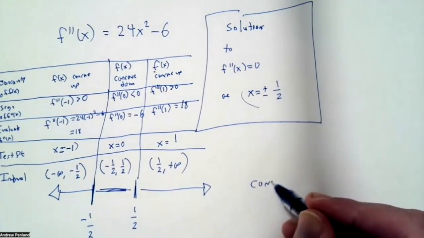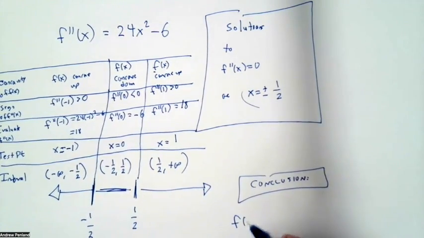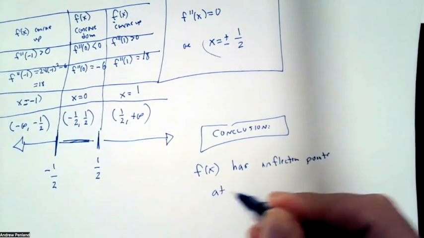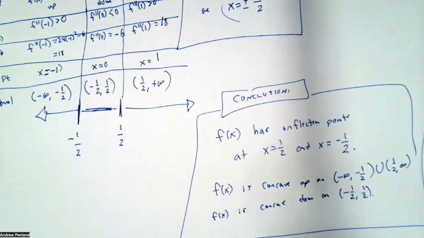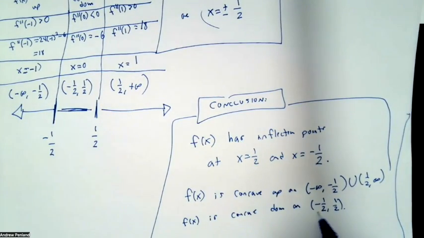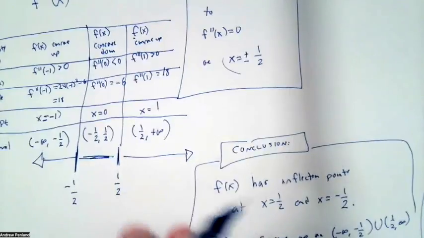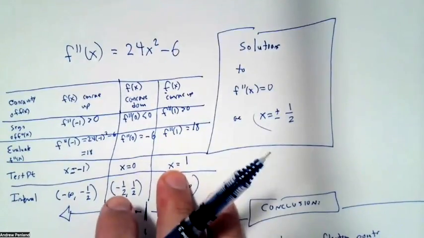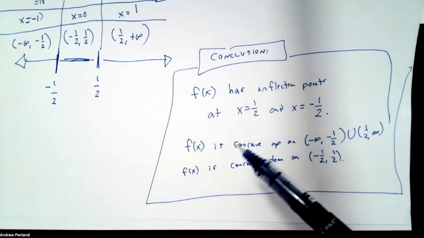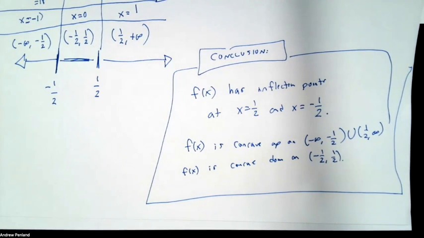So our conclusion here is that the original function f of x has inflection points at x equals plus or minus 1/2. So finishing this up, we see that f of x was concave up on negative infinity to negative 1/2 and 1/2 to infinity, and that f of x is concave down on negative 1/2 to 1/2. Following the sign chart process for f double prime of x gives us information about the concavity and inflection points of the original function f of x.